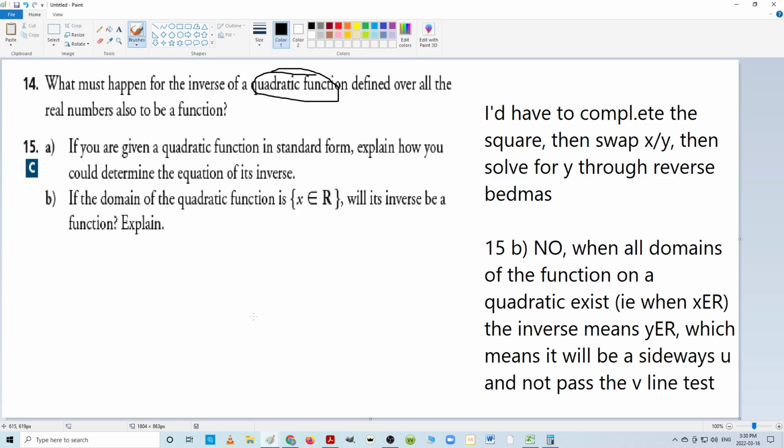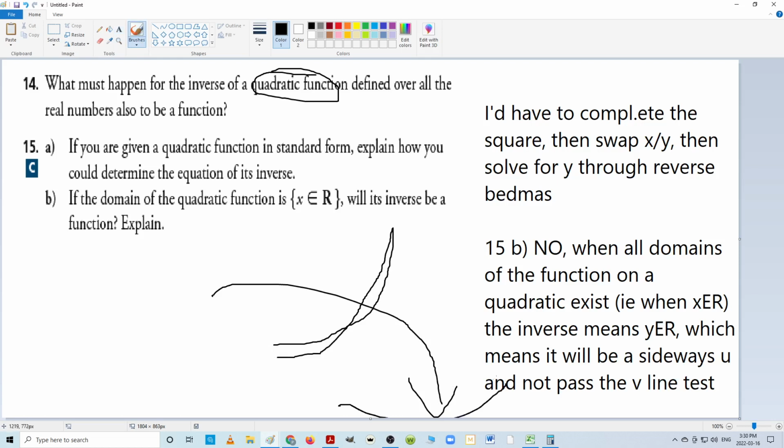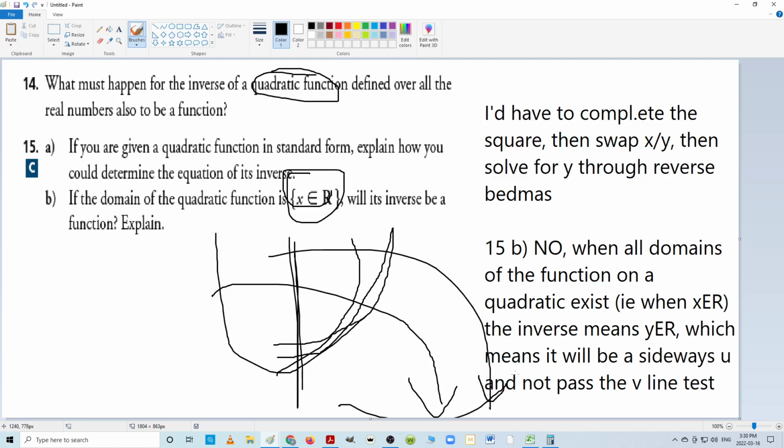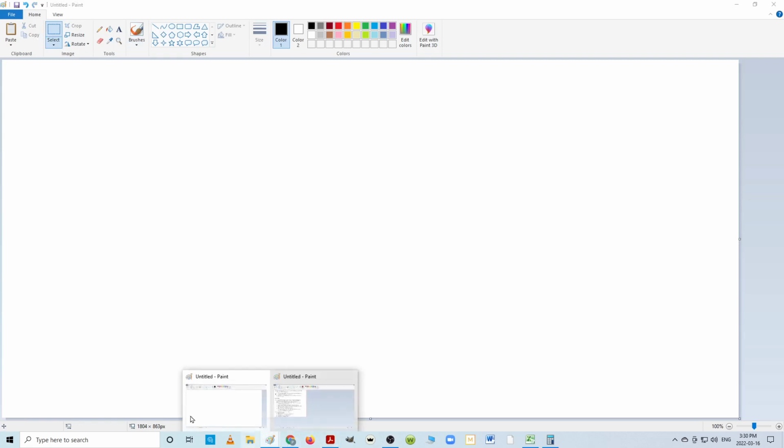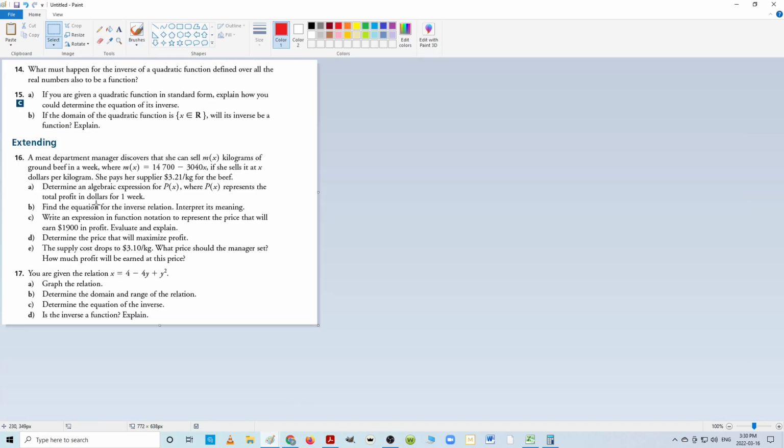And we saw that when we had half of the domain, or half of the parabola, the inverse would still be a function. But when it's the whole parabola, it becomes a U, which violates the inverse. So if you have a half domain restriction, you can create a function. But if it's the full domain, which is the case here, you will not create a function in the inverse. Those were relatively easy. Let's see what 16 says. Oh, God.